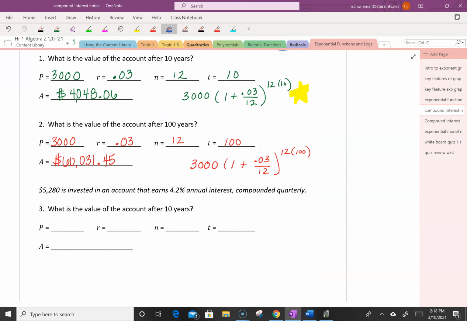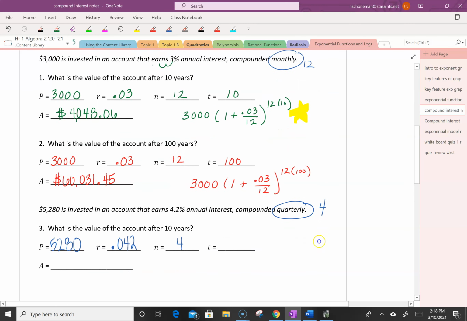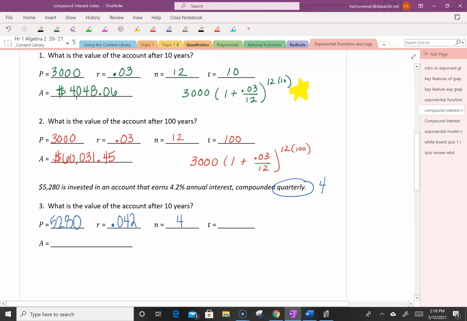Okay, let's look at the next one. So on this one, we're investing $5,280, and the rate is 0.042. And now n is the number of compounding periods. If it's quarterly, you divide the year into quarters, that's 4. Think about a sporting event that's got quarters. There's 4 of them, so n is 4. Back here on 1 and 2 was monthly. Monthly is 12. On your homework, you're going to get one that's semi-annually. Semi-annually is twice a year. Anyway, it's going to be compounded 4 times a year for 10 years.